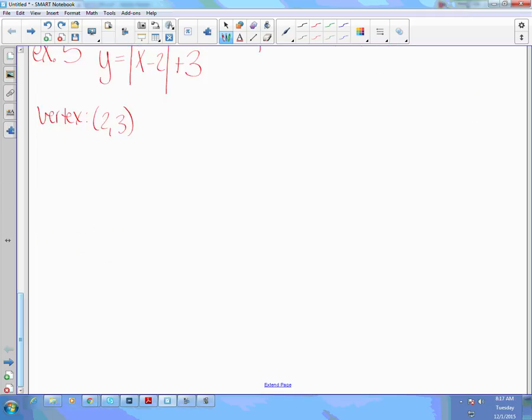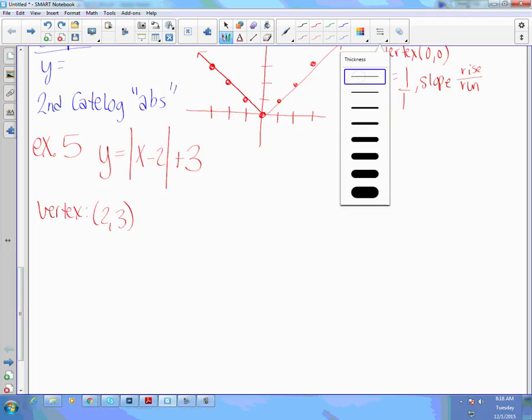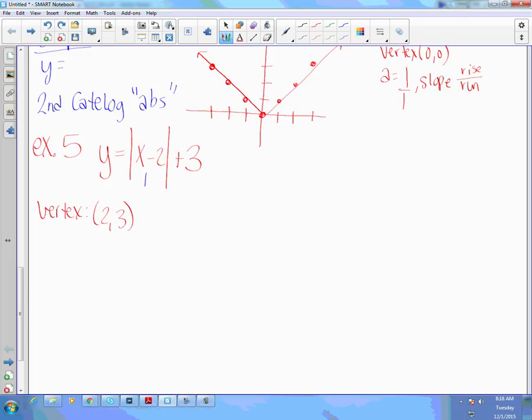You can tell me in 4 words what the -2 does to the graph. Same way the quadratic behaved. 4 words. Well, Kyle. Horizontal shift, moving opposite. So right, 2.